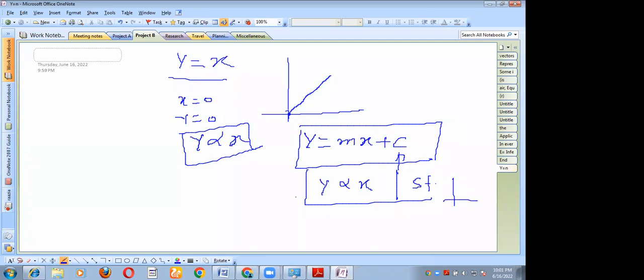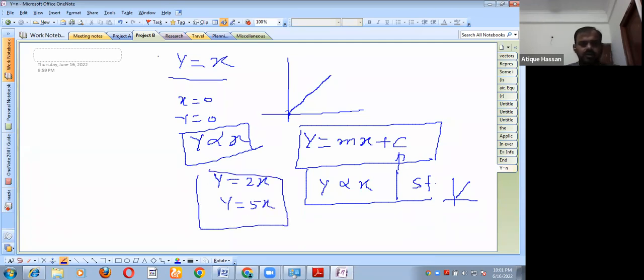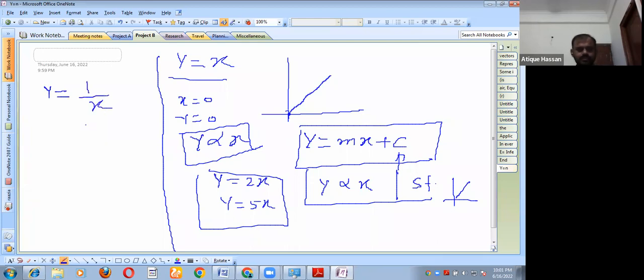Similarly, in this category we may have equations like y equal to 2x, y equal to 5x, all will have a straight line. Another category is when you have terms like y equal to 1 by x.